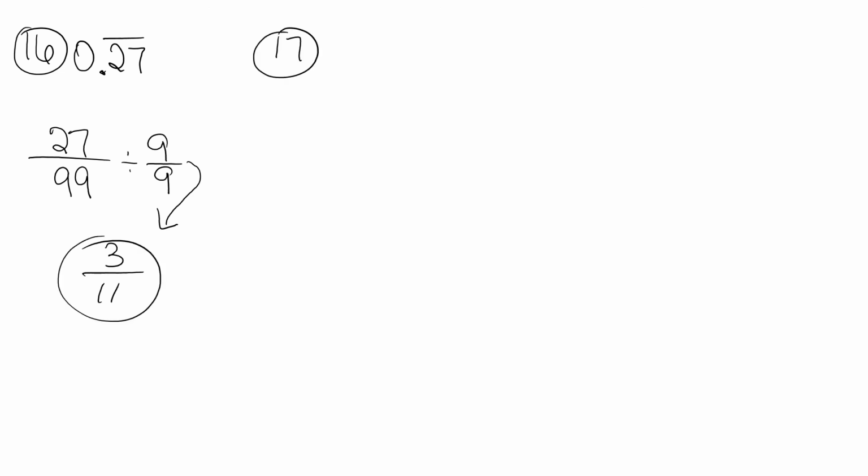Number 17. 0.1 repeating. 1 is in the tenths place, but since it's repeating, we're going to put that over 9, put the 1 in the numerator, and there's your answer.